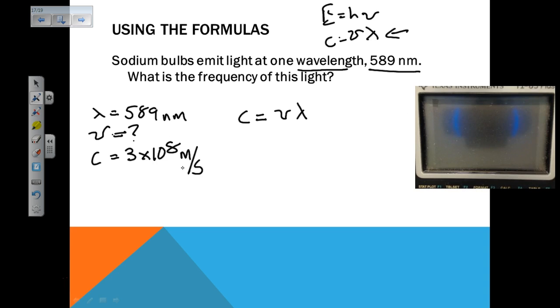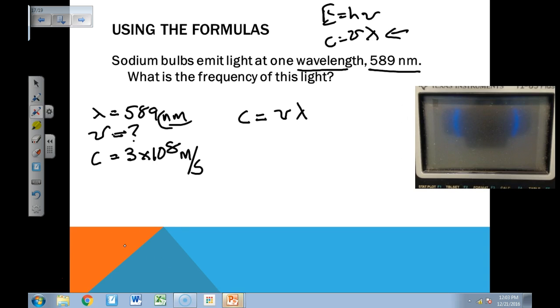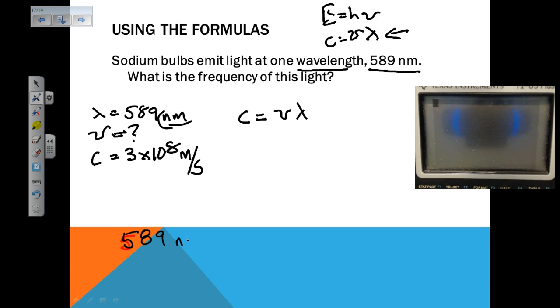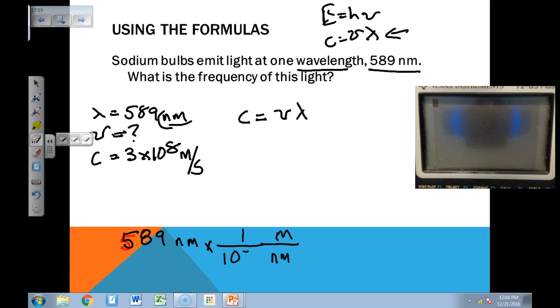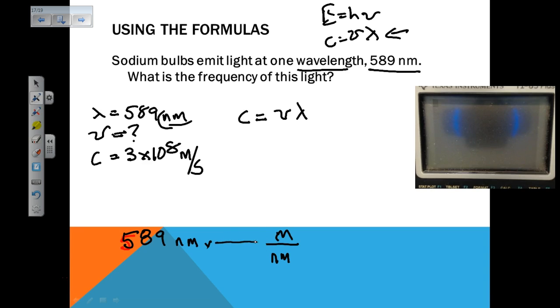Well, this is the constant, correct units, but now this is in nanometers. So we have to convert that. I'm going to do that down here. I'll do it in black. 589 nanometers. We're going to X-line it, and we want to go from nanometers on the bottom, meters on the top. Every 1 nanometer is equal to 10 to the minus 9 meters, that's 1 times 10 to the minus 9 meters. See, I can make mistakes.